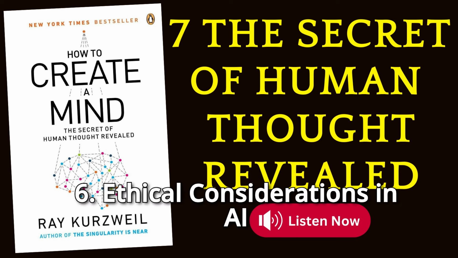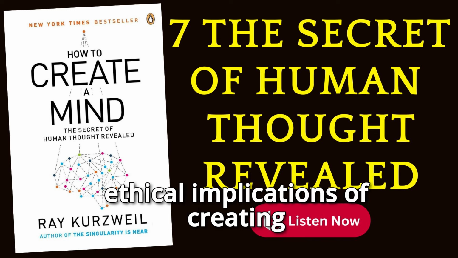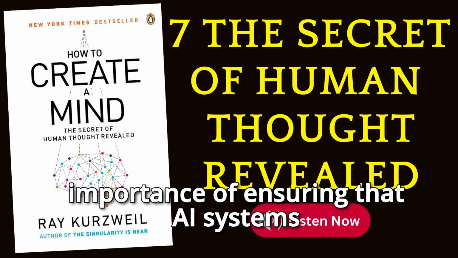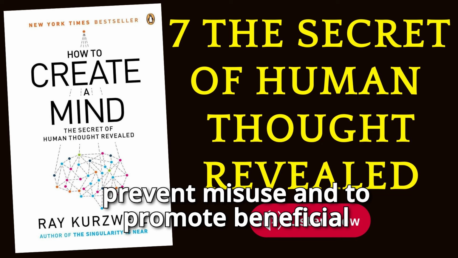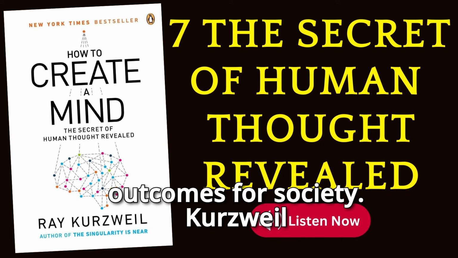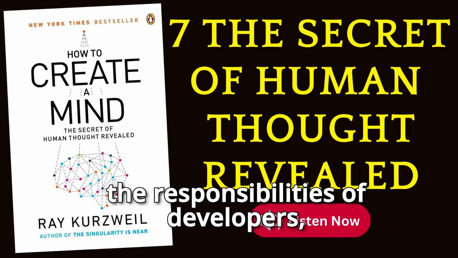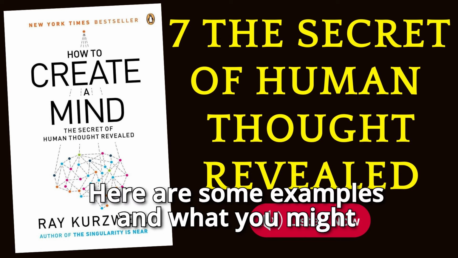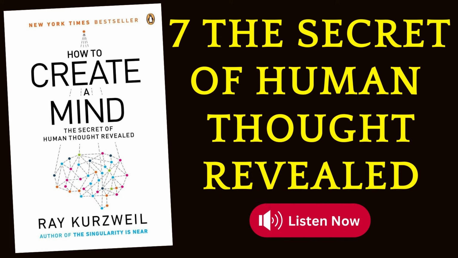6. Ethical considerations in AI development. Kurzweil addresses the ethical implications of creating intelligent machines. He stresses the importance of ensuring that AI systems are designed with ethical guidelines to prevent misuse and to promote beneficial outcomes for society. Kurzweil delves into various ethical dilemmas and the responsibilities of developers, researchers, and society. Here are some examples and what you might learn from them, explained in a narrative format.